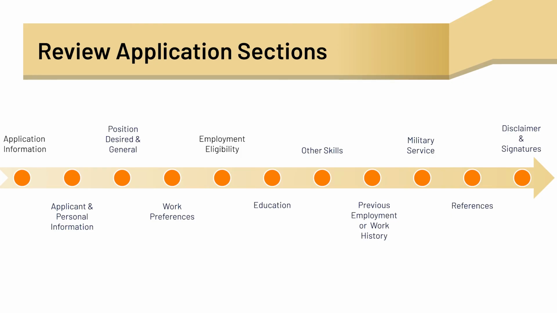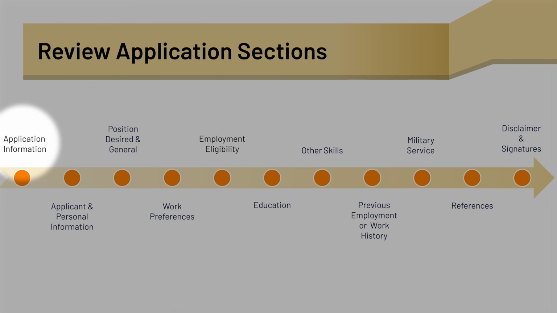We just covered each section of an application. Please keep in mind that not all applications are alike and that some of the sections may be combined. So let's review the sections again. Application information, applicant information and personal information, position desired and general, work preferences, employment eligibility, education, other skills, previous employment or work history, military service, references, and disclaimer and signatures.